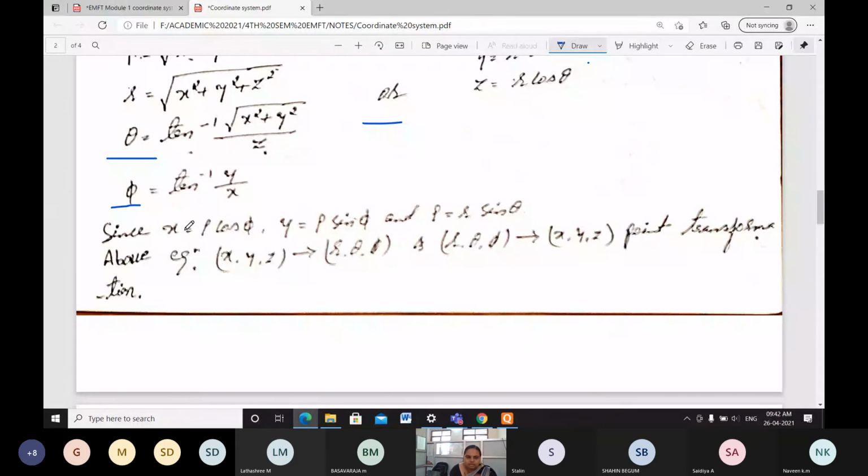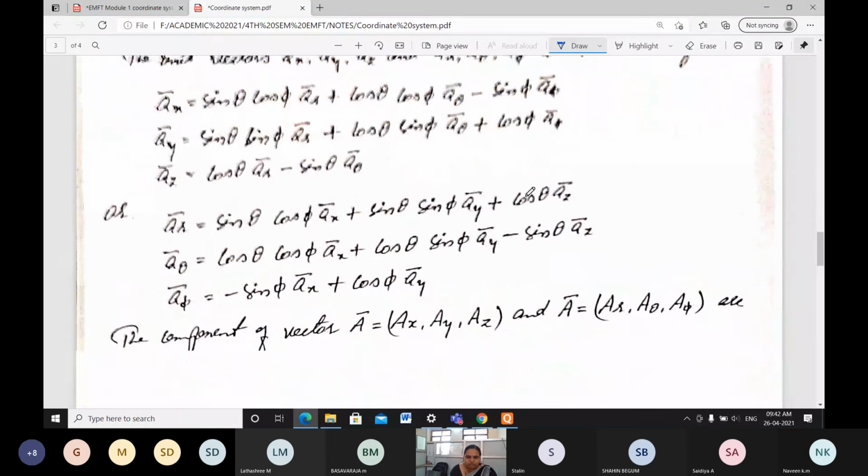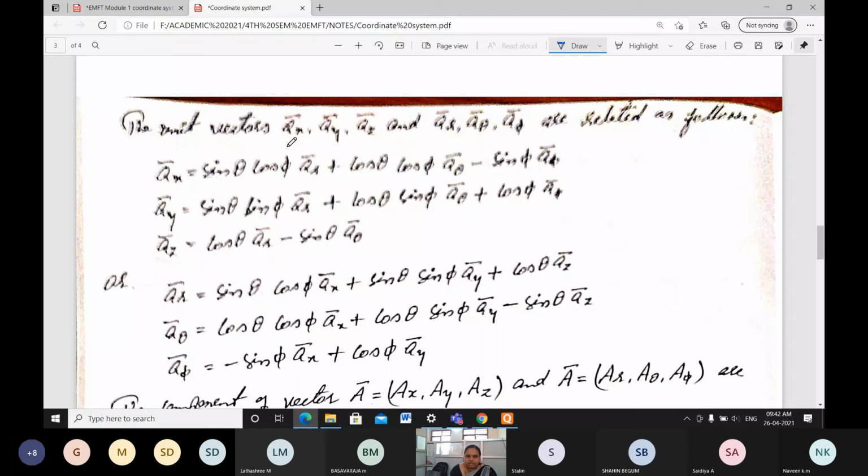Then since x is equal to rho cos phi, y is equal to rho sin phi, and again rho is going to be r sin theta. Above equations, where we take x, y, z in terms of r, theta, phi, and r, theta, phi in terms of x, y, z, are a point to point transformation. Next, the unit vectors ax, ay, az and a rho, a phi, a theta are related as shown in the figure.